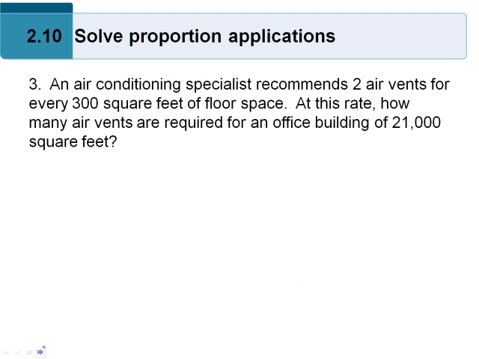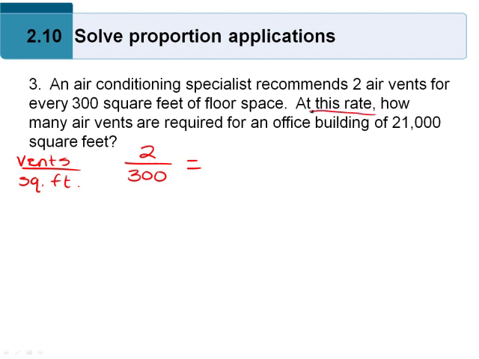Number 3. An air conditioning specialist recommends 2 air vents for every 300 square feet of floor space. At this rate, how many air vents are required for an office building of 21,000 square feet? So we've got air vents to square feet. That's what we want to set up. It says he recommends 2 air vents for every 300 square feet. So that's the first side of our proportion.